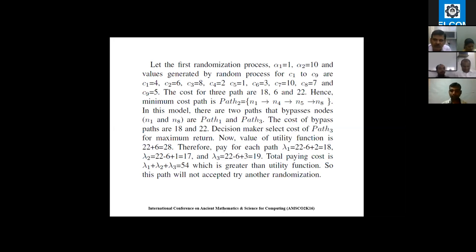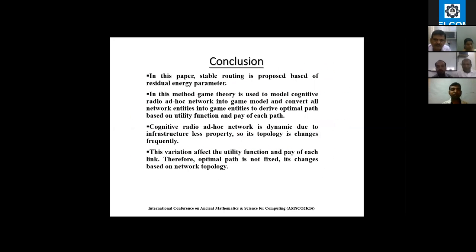Okay, conclude your presentation. Yes, sir. In conclusion, in this paper, stable routing is proposed based on the residual energy parameter. In this method, game theory is used to model cognitive radio ad hoc network into a game model and convert all network entities into game entities to derive the optimal path based on the utility function and payoff of each path. Cognitive radio ad hoc network is dynamic due to its infrastructure-less property, so its topology changes frequently. This variation affects the utility function and payoff of each link. Therefore, the optimal path is not fixed. It changes based on network topology.